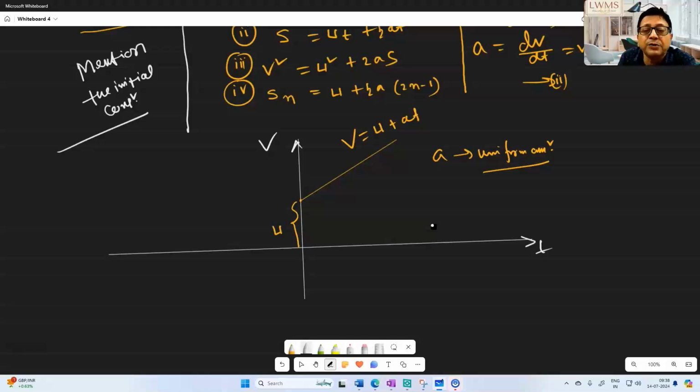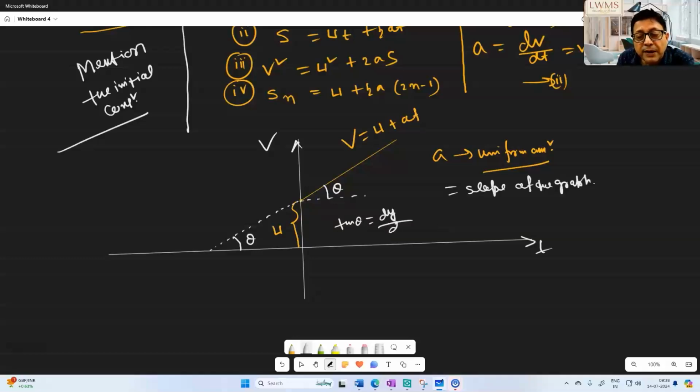Another thing I would like to remind you is that a is equal to the slope of this graph. Hope all of you remember what the slope of the graph is. Slope of the graph is the tangent of the angle made by it with the positive direction of the x-axis. You can take a line parallel to the x-axis or time axis here also. Then tan theta is equal to dy by dx. That is the geometrical meaning of derivative, and this is useful when the velocity time graph or displacement time graph is parabolic.